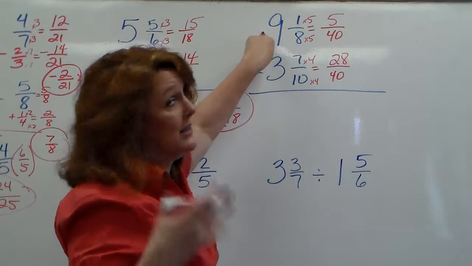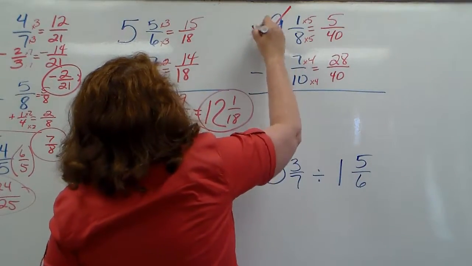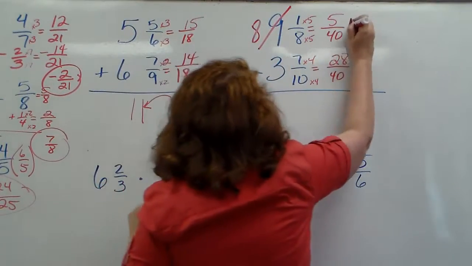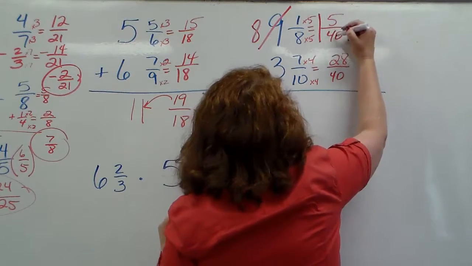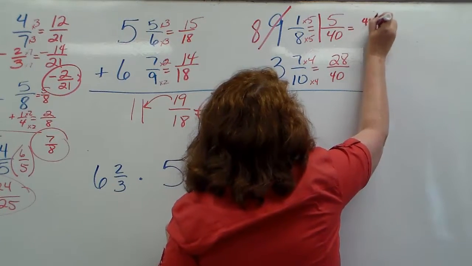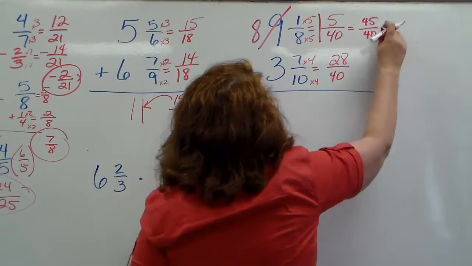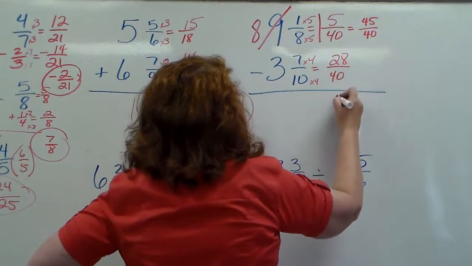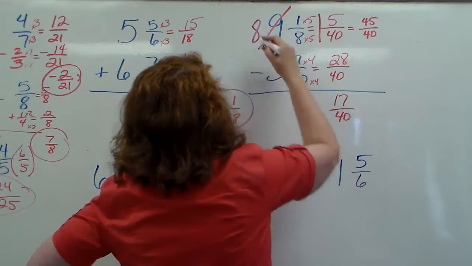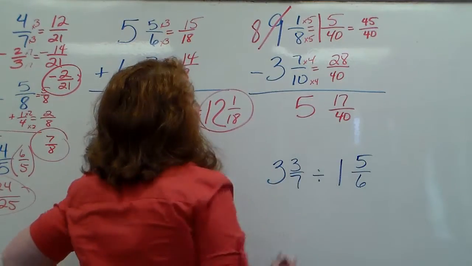I picked a hard one because it's the only one we're reviewing. I have to borrow one from here. That makes that 8. And I'm going to add, this becomes 1 and 5/40, which is really 45/40. And 45 minus 28 is 17/40. And 8 minus 3 is 5. And 17 is a prime number, so I know I'm done there.